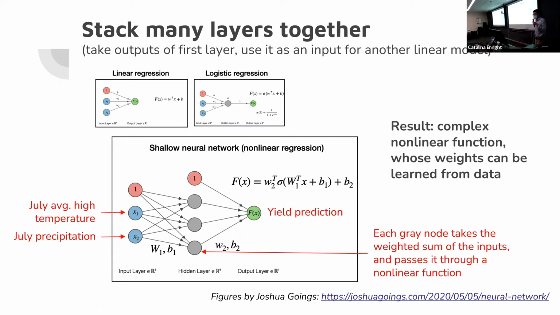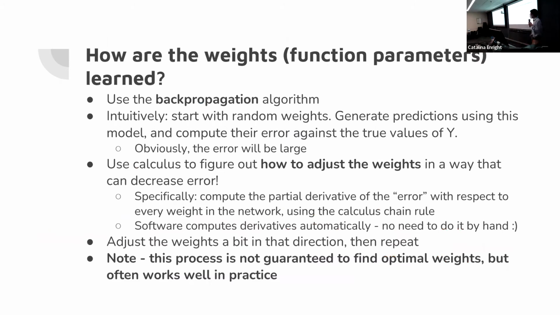So the result of this is just a complex nonlinear function whose weights can be learned from data. Okay, so how are these weights or function parameters learned? I won't get into this in too much detail, but basically, there is an algorithm called backpropagation that can do it. Intuitively, let's just start with some really random weights, so the function is outputting a completely random garbage prediction.